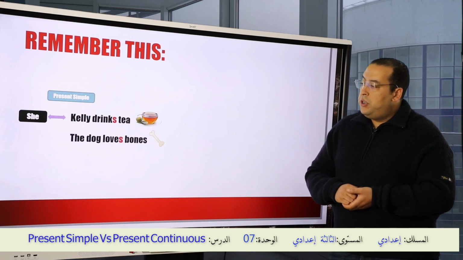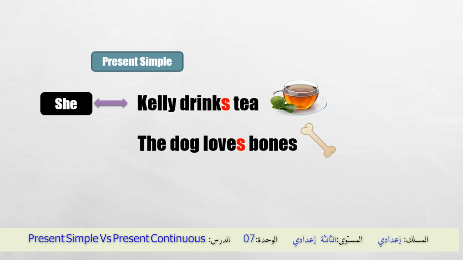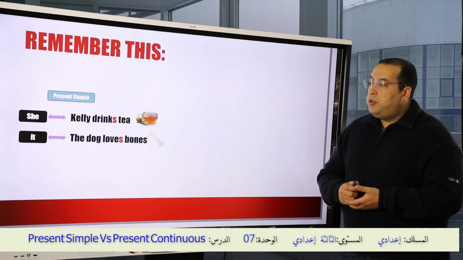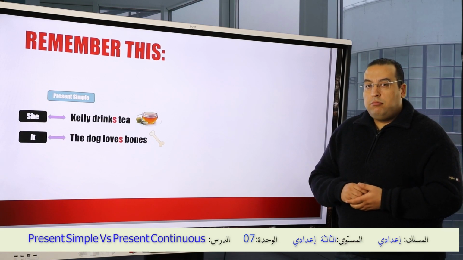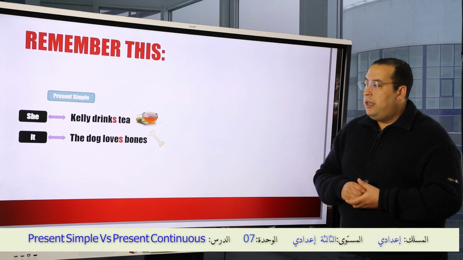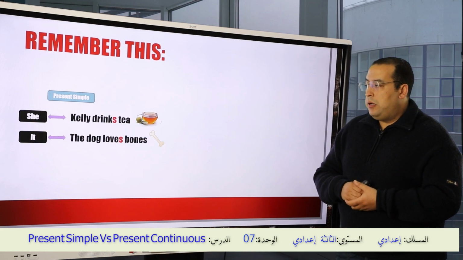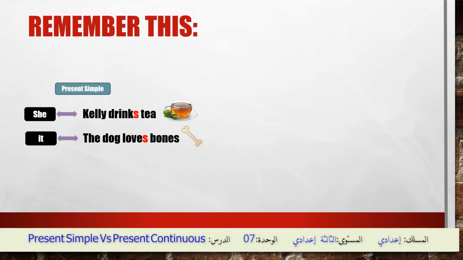Next one, the dog loves bones. Again, we have the verb to love, and we add s at the end of it because the subject is the dog. Very good. And the dog is an animal, and we refer to the animal with it. It refers to animals and objects. That's why we should add s at the end of the verb, and we say the dog loves bones.